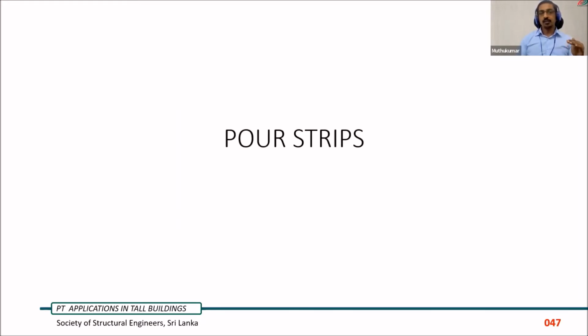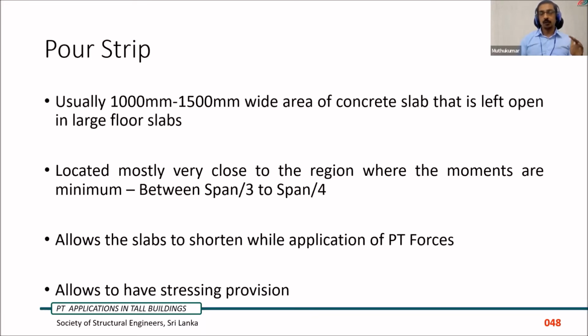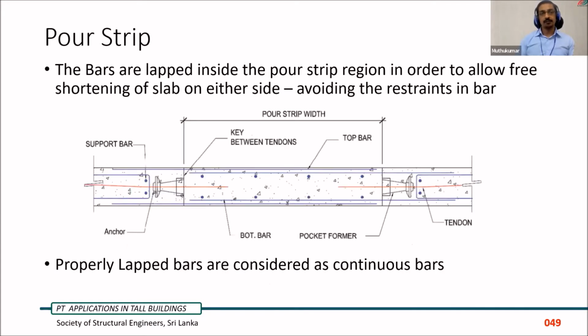So let us get introduced to the function of a post strip. This post strip, we normally try to locate at 1/3 of the span or 1/4 of the span, where there is lesser moment or lesser stress at that level. It is 1000 to 1500 mm wide so that we can make proper lapping of reinforcement. This allows the slab to shorten while applying PT force. So one end is free, it moves, it transfers the force, and it also gives allowance for the stressing provision.